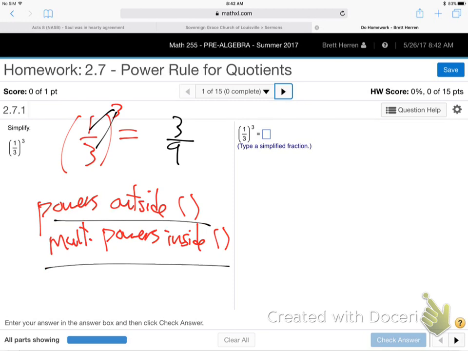There's base stuff and there's power stuff. And powers interact with powers, right?